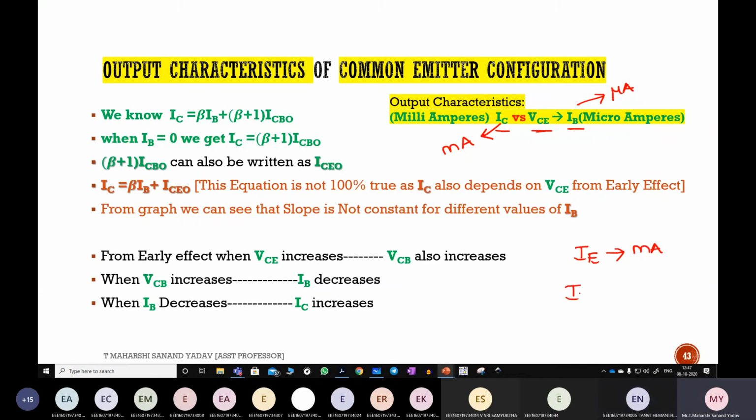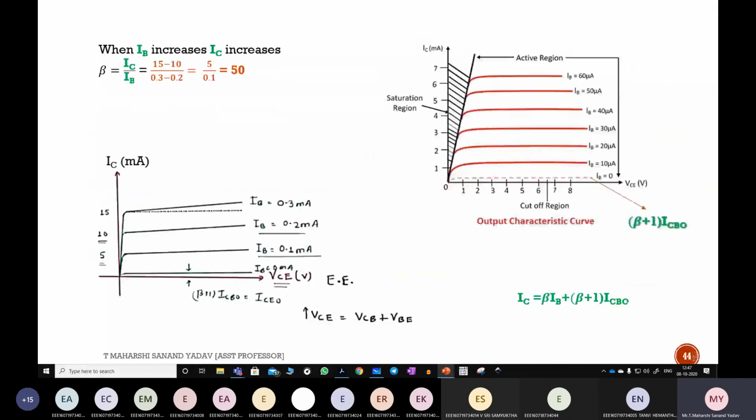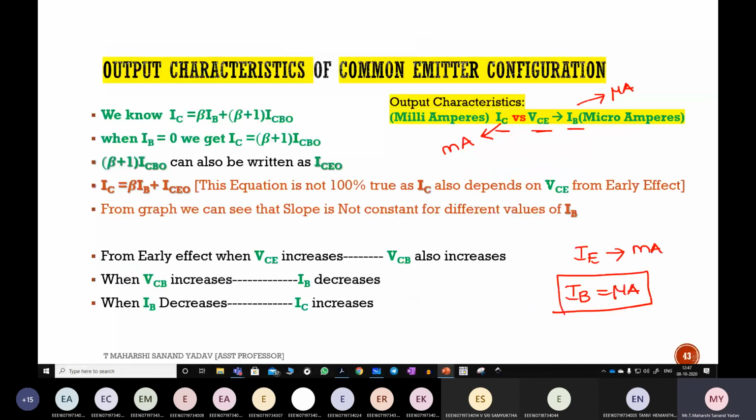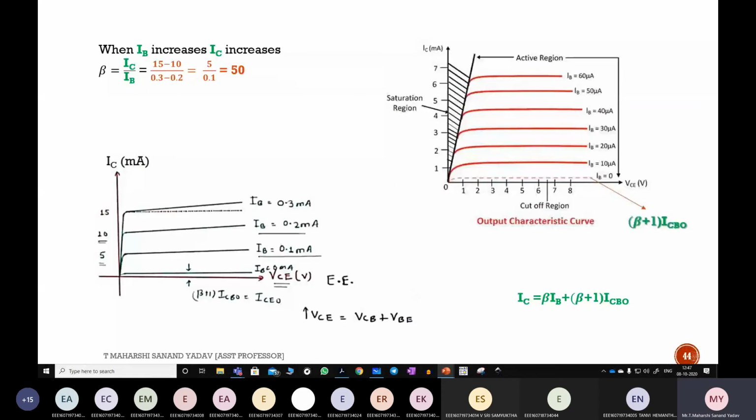Milliamperes only. Only changes base. As it is very small, it will be in the range of microamperes. Now see this graph. Output characteristics for common emitter. Now tell me what is happening here. What is the relation? IC is equal to beta IB. Beta can be written as IC by IB. So output is VCE and output current is IC for different values of input current IB.